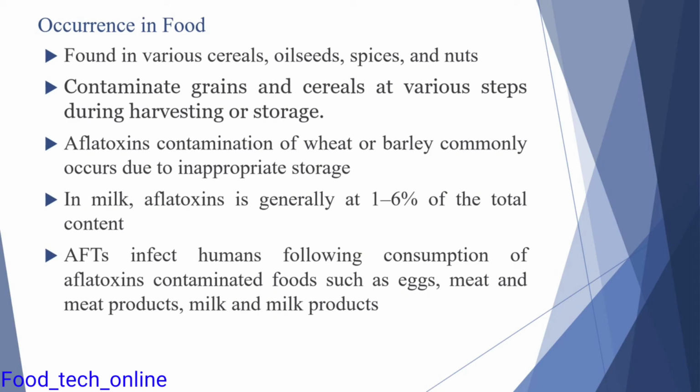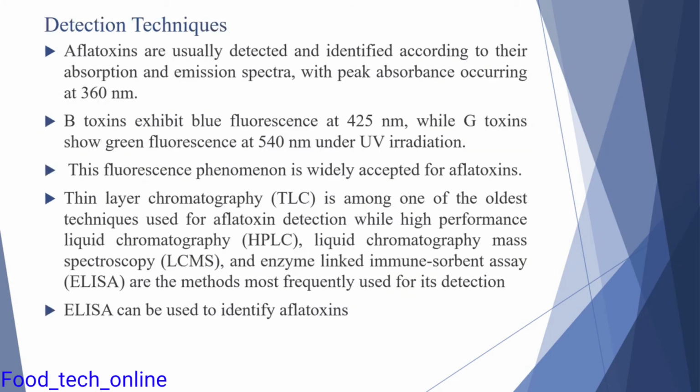And in milk, aflatoxin is generally present in 1 to 6% of their total content, and aflatoxins infect humans following consumption of aflatoxin contaminated foods such as egg, meat products, milk and milk products. So this aflatoxin can enter into humans and lead to foodborne illness through contaminated food like egg, meat products, milk products, etc.